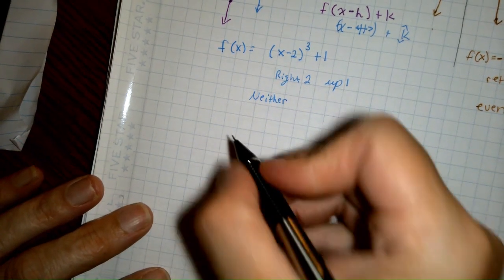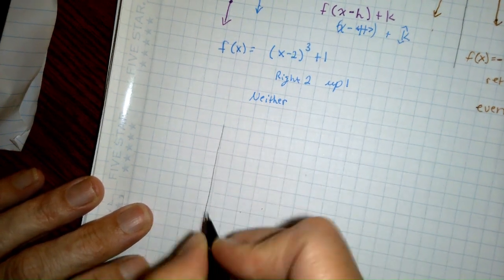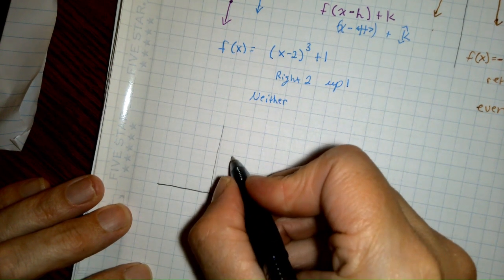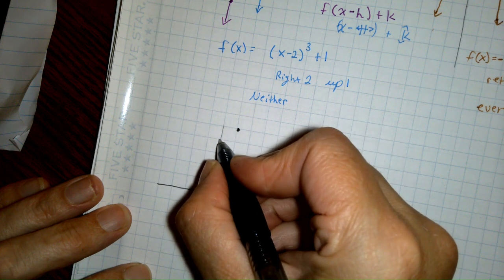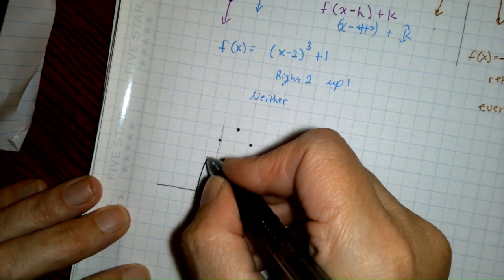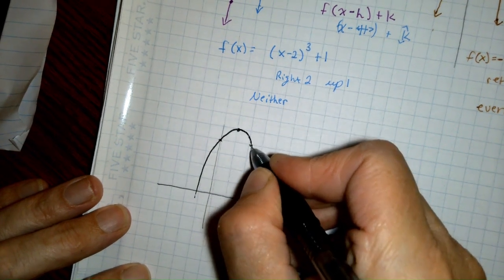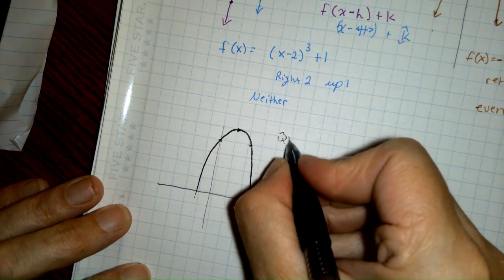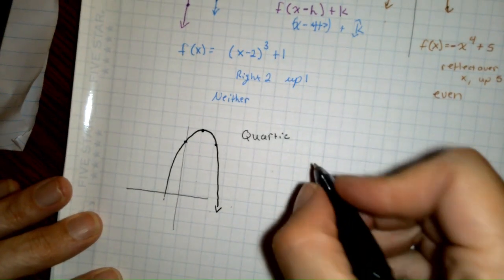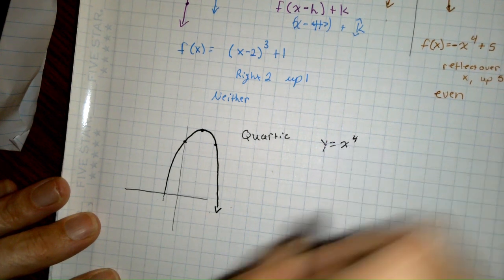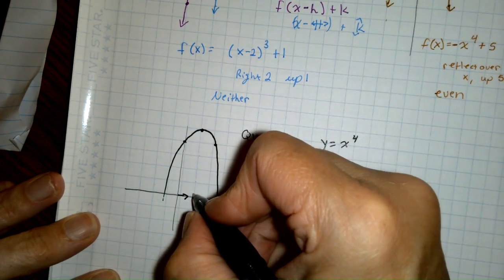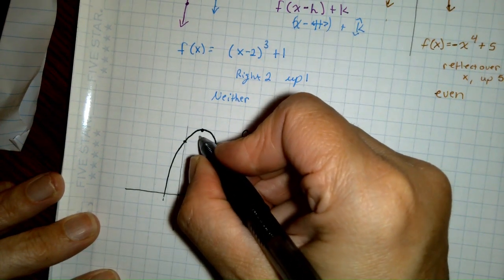Okay, what if I told you you had the following graph and you had to come up with the equation for it? And I told you that it was quartic, meaning the fourth power. Okay, so we're going to have to do some variation of this. Well, we can see that it went right 1. We have to assume 1 because there's no labels, and up 1, 2, 3, 4, 5.